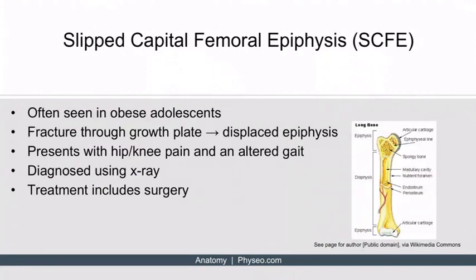Slipped capital femoral epiphysis, or SCFE, is a condition that is often seen in obese adolescents. It occurs due to a fracture through the growth plate of the femur that results in a displaced epiphysis. Recall that the epiphysis is the end portion of the bone, which you can see right here.